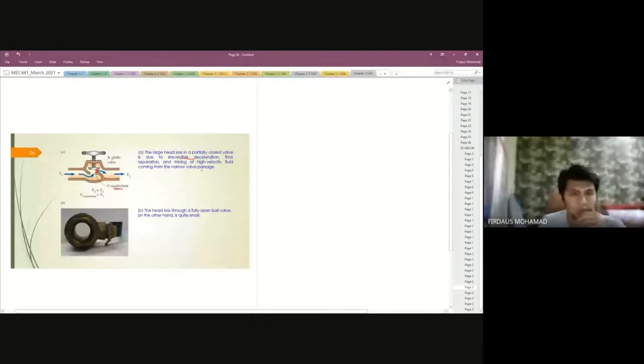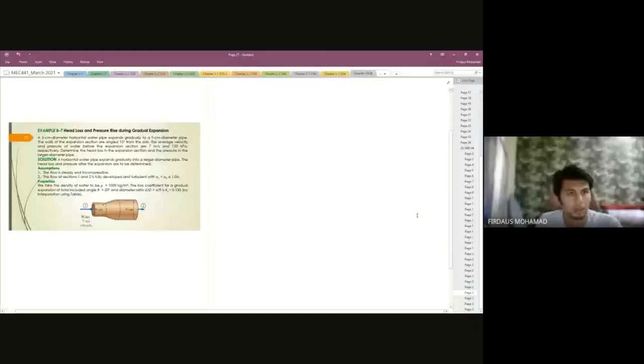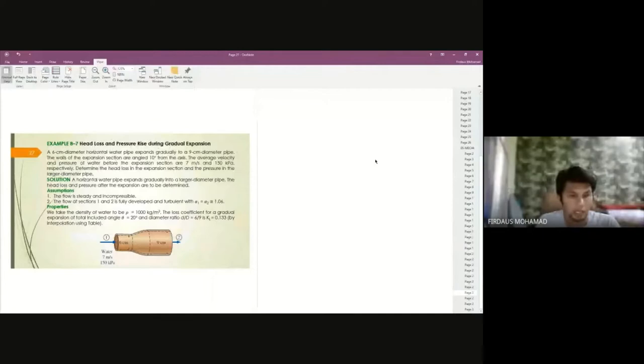Now B, head loss through a fully open ball valve. This is a ball valve, a standard bore one. As I mentioned before, for the minor losses, in order to find the KL, or loss coefficient, we can just refer to a table or any chart that was given. Normally we don't have to calculate the loss coefficient. We can straight away use the given table or given chart.